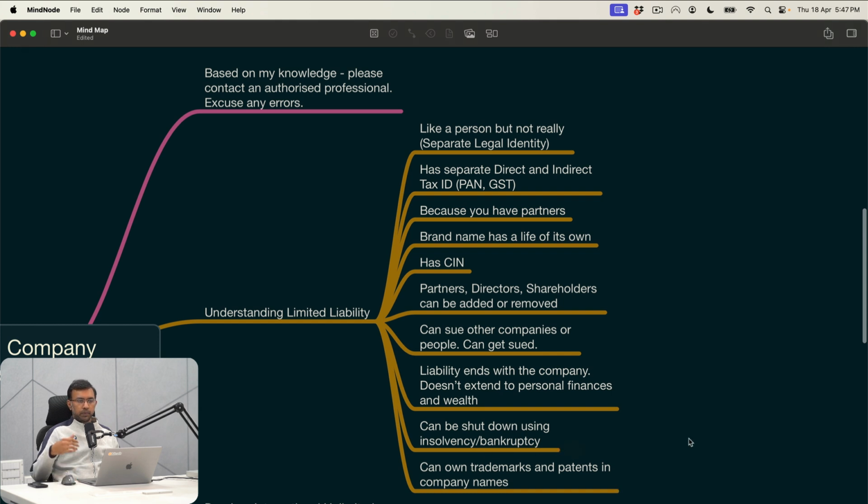Like for example, if you start a private limited company and you eventually shut it down, and there are a bunch of people who are still waiting for money to be repaid from the company, either as vendors or as people who gave you credit, using the insolvency and bankruptcy code, you can shut down the company and start with a clean slate. And if you start another company, that company will not have any negative taint because of the old company that you have started. The company can also own trademarks, patents in the company name. It can also own assets.